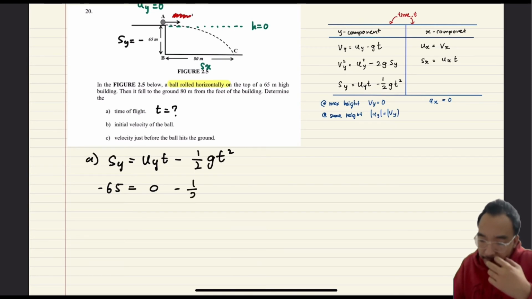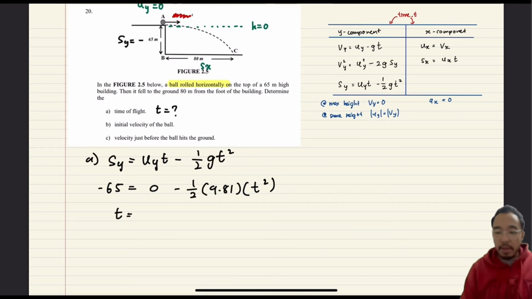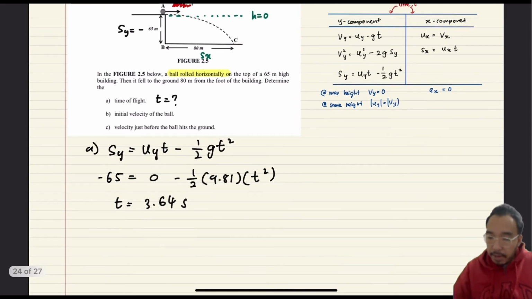Half gt, which is 9.81 t squared, is equal to 65. You want to find the t square, so the negative cancels out. 65 multiplied by 2 divided by 9.81. Take the square root. I got here is 3.64. I double check the answer. Yes, seems correct. So shouldn't have any problem with that. That one's for question A.